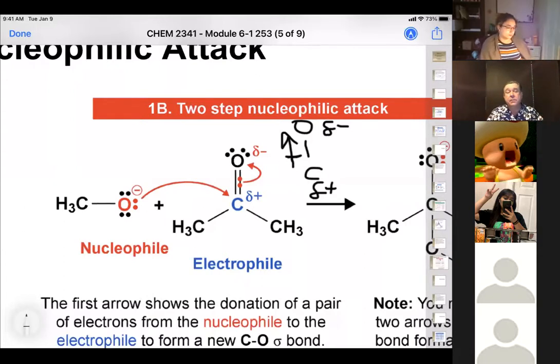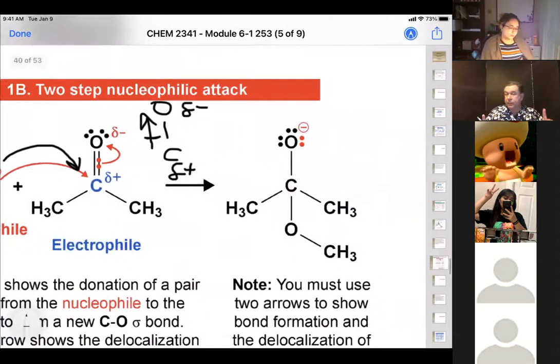Now, the reason this is 2-step is that we have the electrons coming in from the nucleophile to that center, but we can't have 5 bonds to carbon. So we have to break a bond, okay? And the least stable bond for this is the pi bond. The sigma bonds are more stable than pi bonds, which means we're going to break the pi bond to give us a total of 4 bonds to carbon and never more.